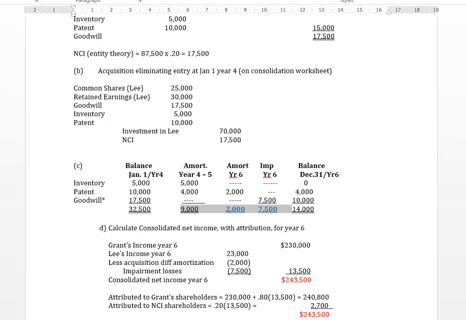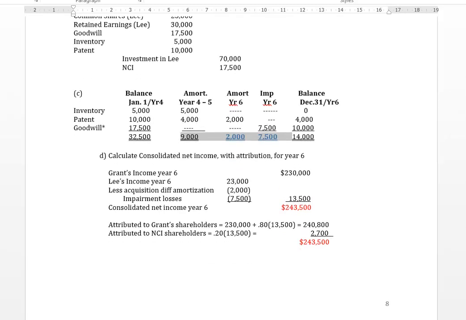And you'll remember what we did when we did our calculation of consolidated net income for year 6. We took the year 6 amounts here, and what did we do? The $2,000 and the $7,500, we adjusted Lee's income for that. Why that's important is, don't forget, any consolidated net income that we calculate, we have to close that out to consolidated retained earnings.